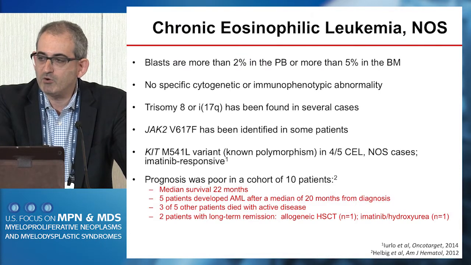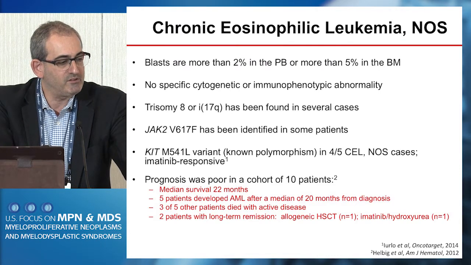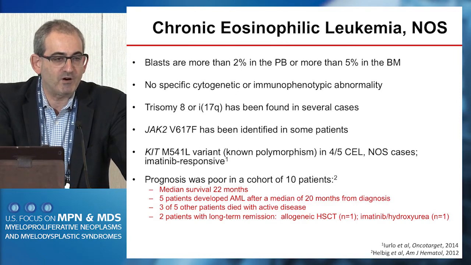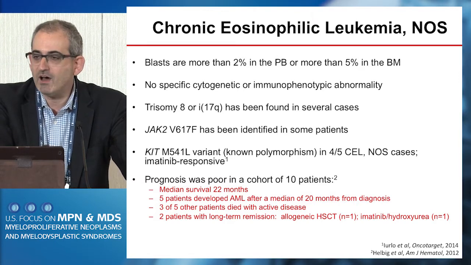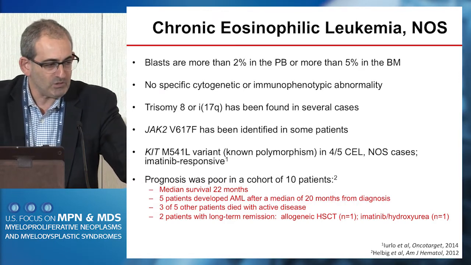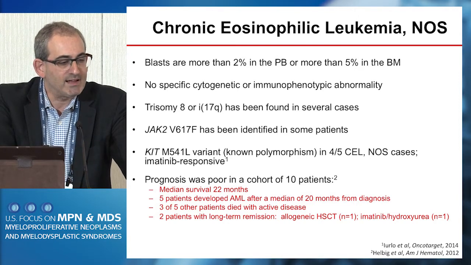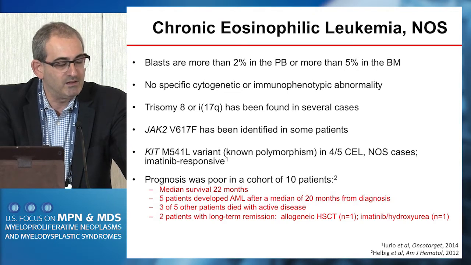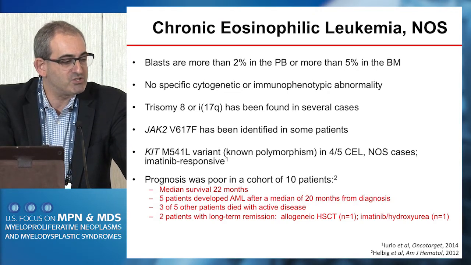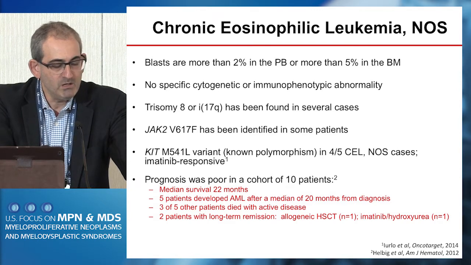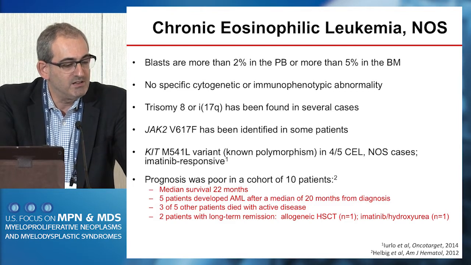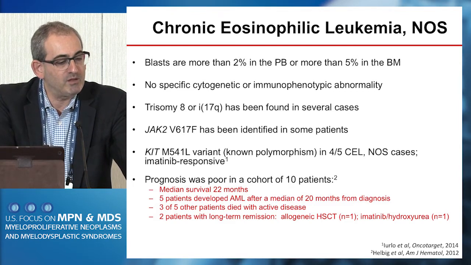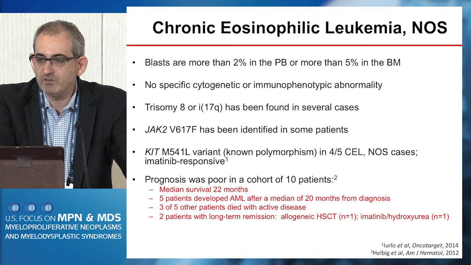Now, what about another entity, chronic eosinophilic leukemia not otherwise specified? These are patients that don't have a PDGFR alpha, PDGFR beta, FGFR1 rearrangement, or PCM1-JAK2. They have nonspecific increase in blasts or some nonspecific cytogenetic or molecular abnormality. For example, cytogenetically, trisomy 8 or isochromosome 17; in terms of molecular mutations, JAK2 has been found in some patients. There is one study that found this KIT M541L variant in 4 out of 5 cases with chronic eosinophilic leukemia. And in this study, they said that this variant was somatic.